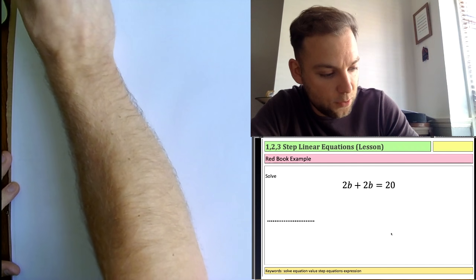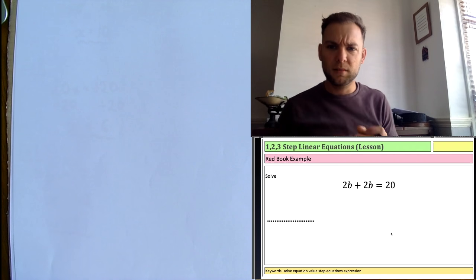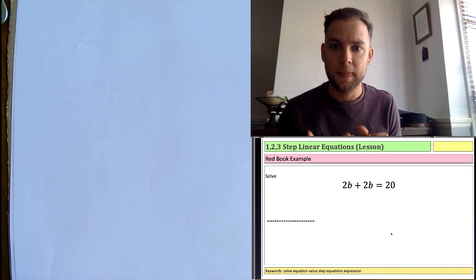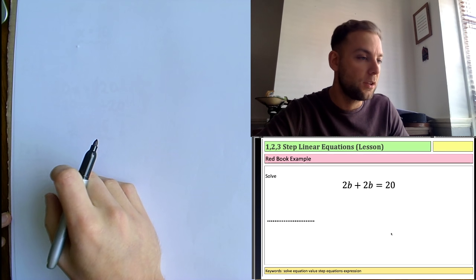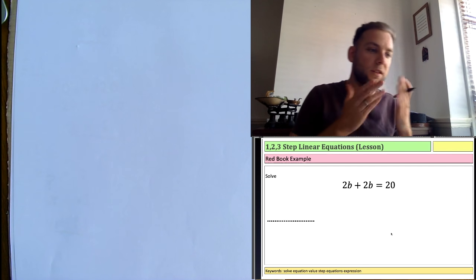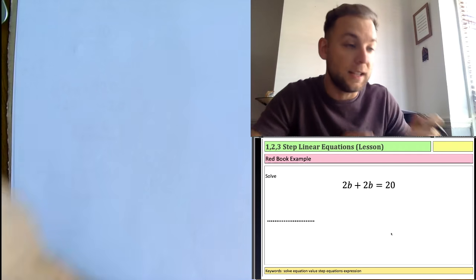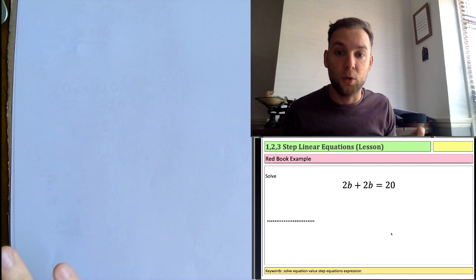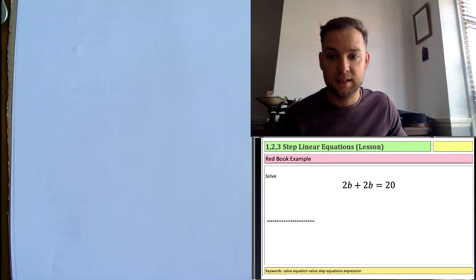Let's get this one down in our notes, example 4. And the problem we have with this one is I've got 2b plus 2b. So we want to be really careful with that, because do I get rid of that b first? Do I divide by 2 because I've got 2b there? And actually, the answer is you need to simplify it before you do anything. So before you do anything first, you need to simplify this.